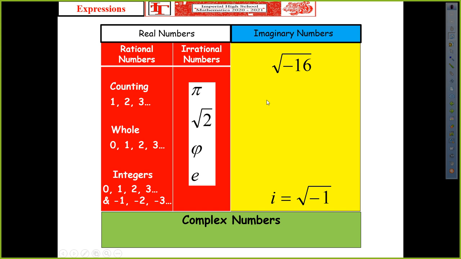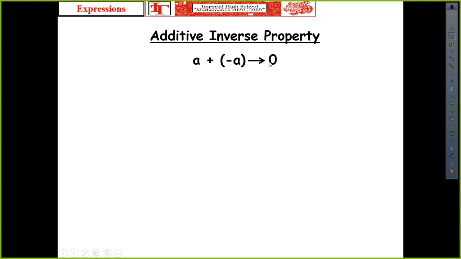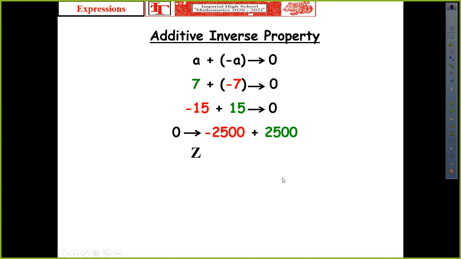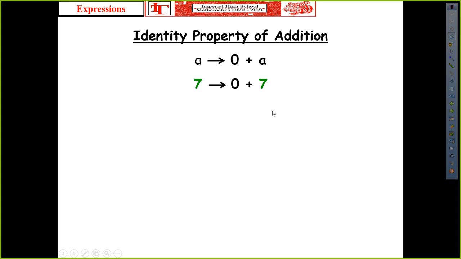Alright. So, from there, I covered the additive inverse property. The additive inverse property said what? A number plus its opposite equals 0, and we call them what? Zero pairs. You guys remember that? Yes, Mr. Q. Alright, good. So, from there, we moved on to the identity property of addition. What was the identity property of addition? A number plus 0 gives us the same number.